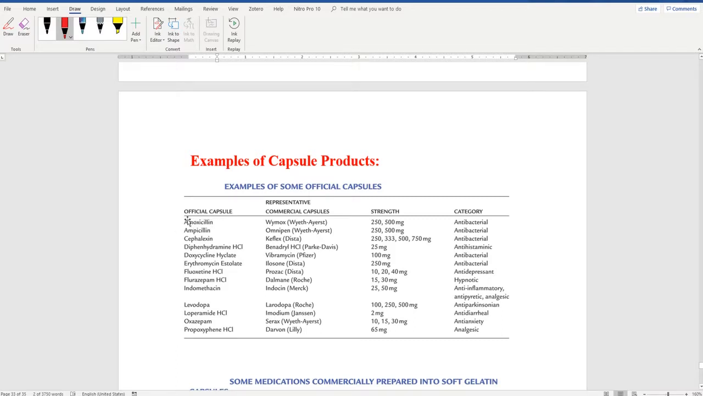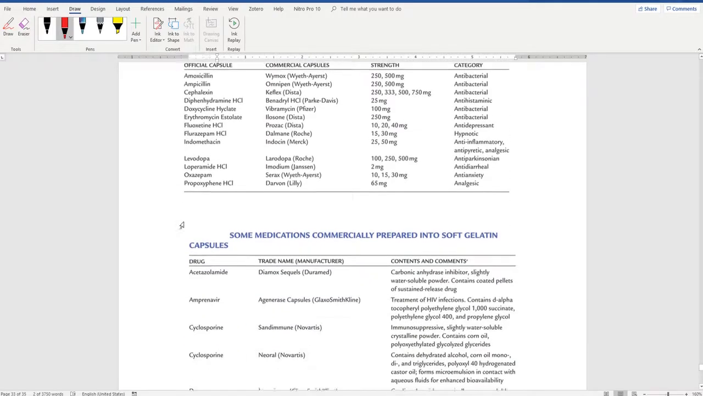Okay? A very famous example is amoxicillin, a very well known and prescribed antibiotic, which is available as capsules. It's also available as tablets. It's also available as powder for suspension. If you remember when we talked about powder, we talked about Augmentin, containing amoxicillin.